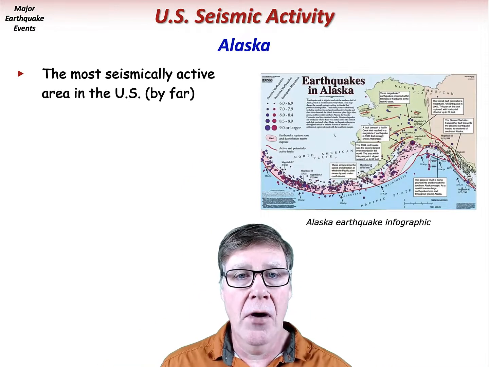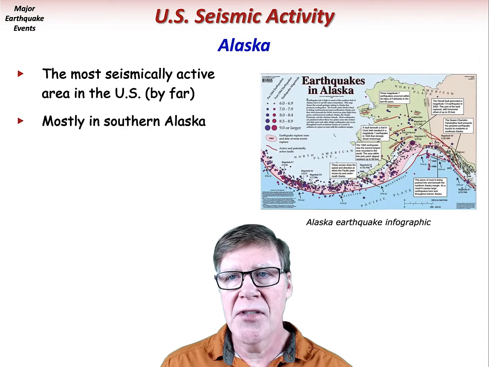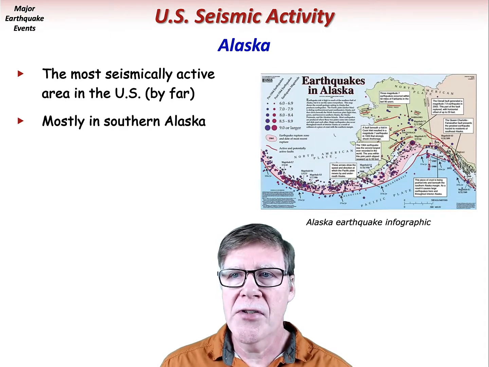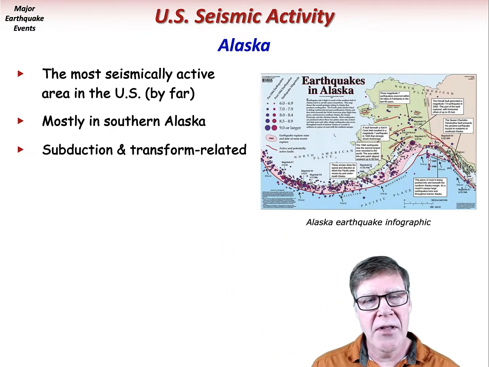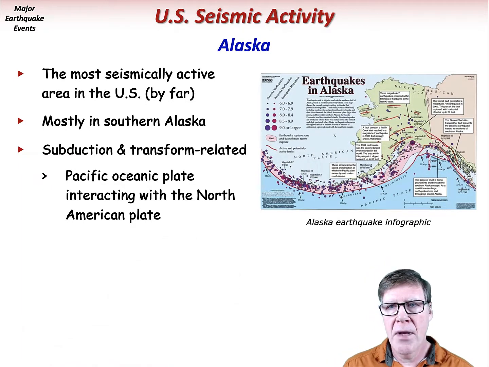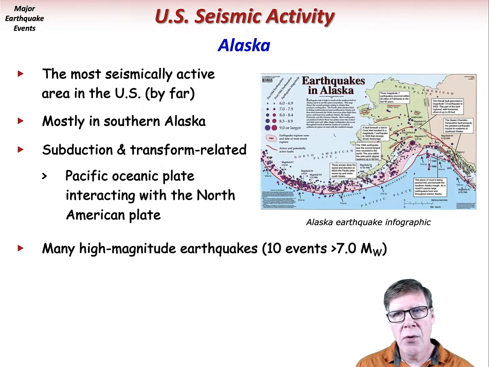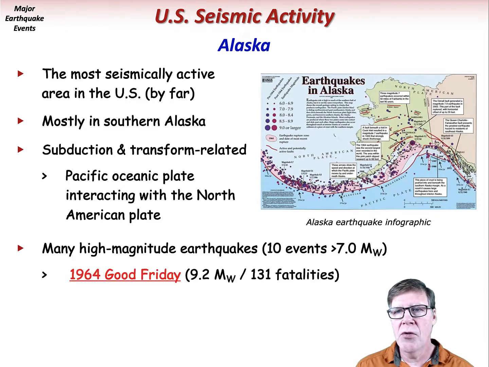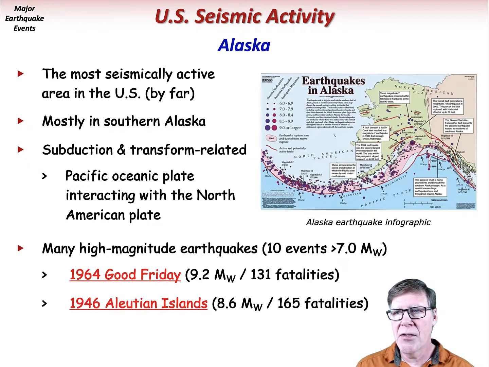Alaska is the most seismically active area in the U.S., by far. Seismicity occurs mostly in southern Alaska, where shallow to deep focus earthquakes are related to both the subduction of the Pacific Oceanic Plate beneath the North American Plate and the transform movement between the Pacific and North American plates. Many high-magnitude earthquakes have been recorded, with 10 having magnitudes greater than 7.0. These include the 9.2 magnitude 1964 Good Friday earthquake and the 8.6 magnitude 1946 Aleutian Islands earthquake. And there have been plenty more.